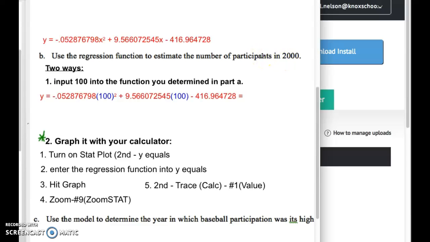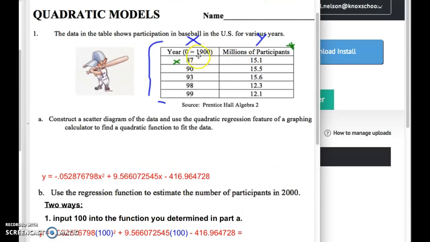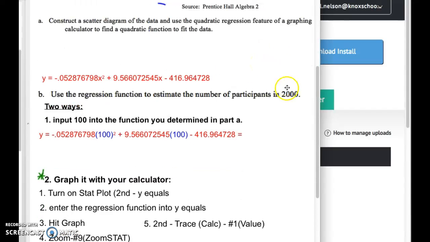So I know that I have an X and a Y value in this question. If I go back to my table, I know that years, we've already concluded from the previous video, are X values, and participants, number of participants, are Y values. So I know that 2000 is going to be an X value, so I'm just going to mark X above that. And the number of participants is going to be a Y value, so I'm going to put a Y above that just to make known what I know.